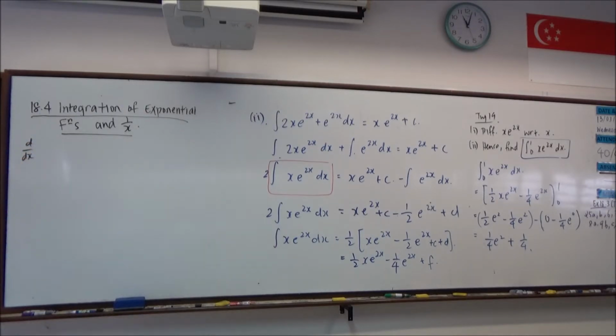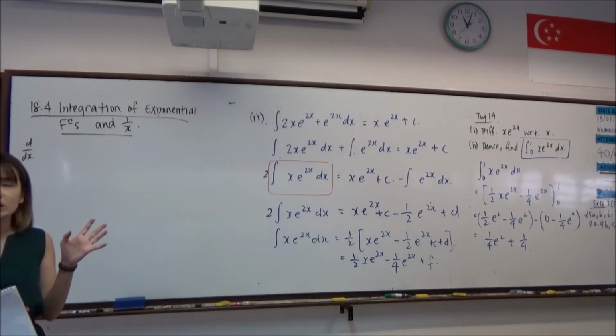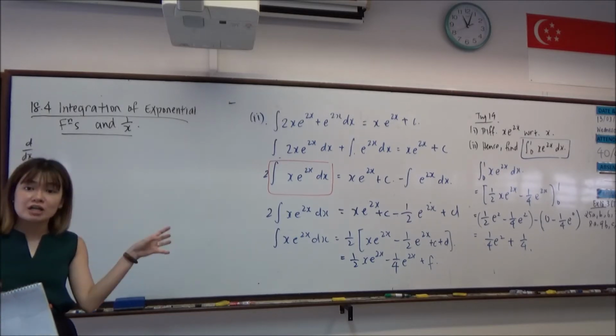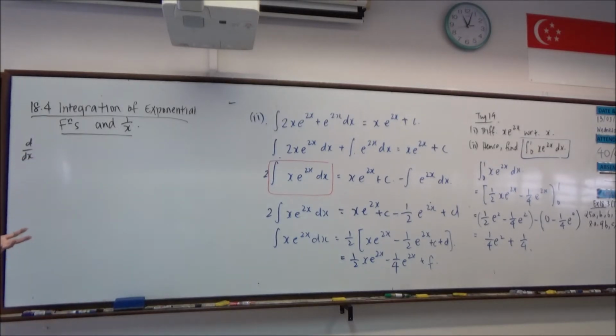Any questions before I move on to the next concept? So we have learned how to integrate exponentials already. We will be looking at integrating 1 over x. At the beginning when we covered integration of normal algebraic functions, we said that we cannot integrate x to the power of n, whereby n is actually -1. Correct? That's what we said.